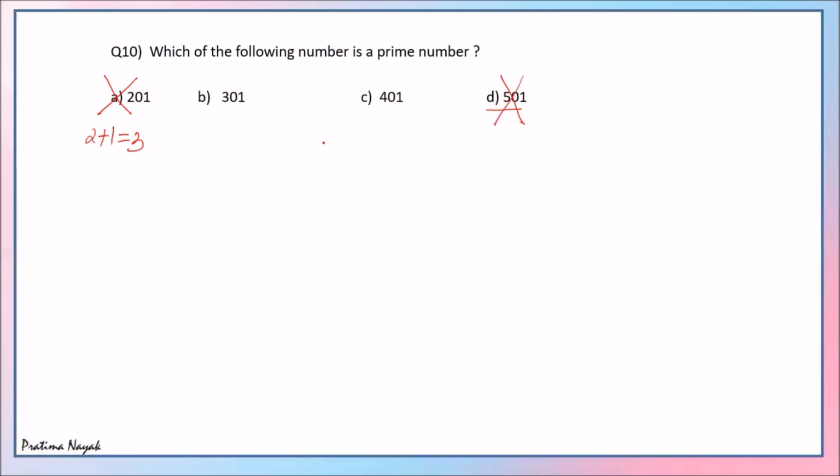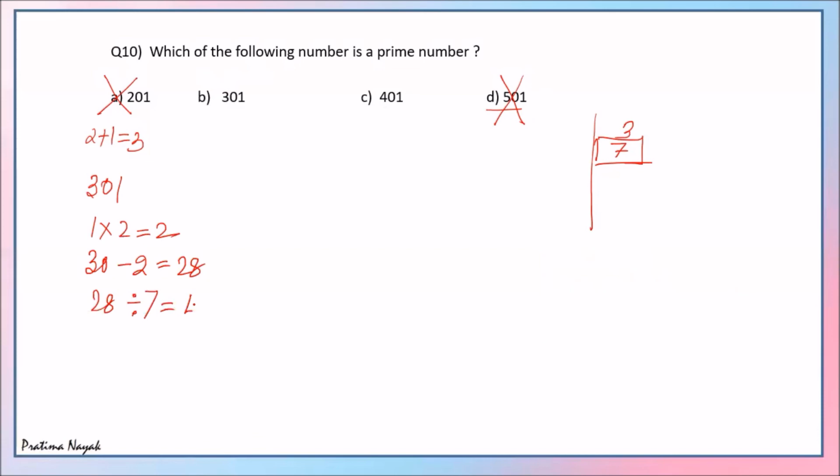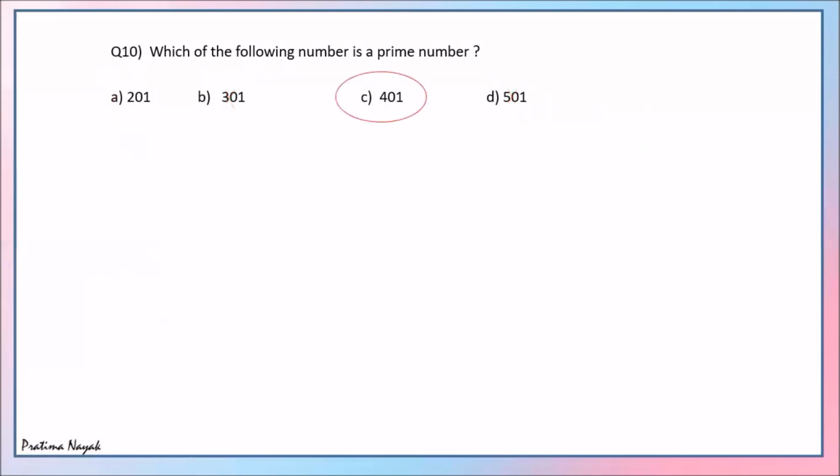Only 301 and 401 are left. Then, as I told, after 3 I'll go for 7. How to go for 7? Take the unit place digit. I'm testing for 301. 1 into 2 is 2. Subtract 2 from 30. It is 28. Is it a multiple of 7? Yes. So this is a multiple of 7, so this is not a prime number. So what is left? Left is 401. So 401 is your answer.